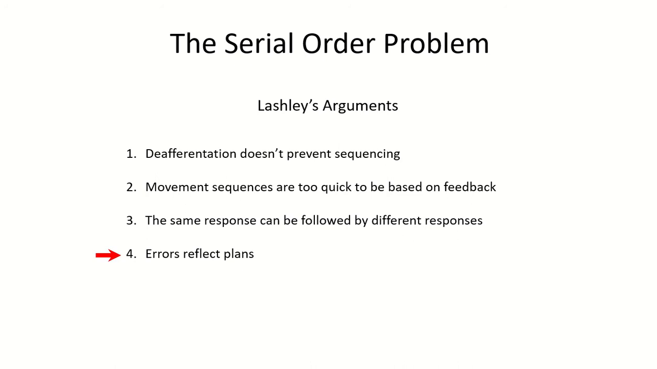And then the last one, which I'll go into detail about in the next video, is that if you look at the types of mistakes, the errors that people make when they produce action sequences, those errors are typically not random. They actually reflect that people had some sort of plan in mind, but maybe just applied the right plan to the wrong object or something like that. And I'll elaborate on that more in the next video.